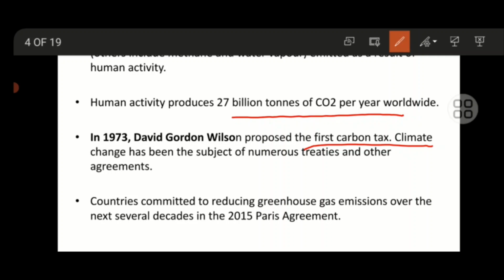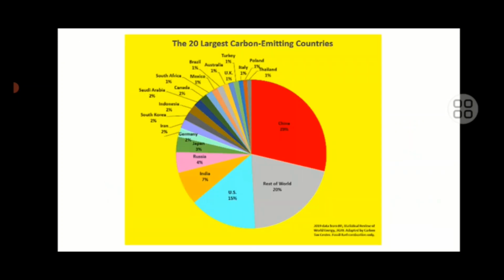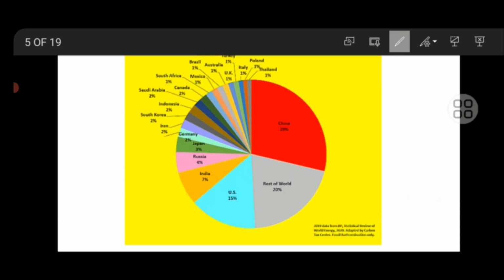Climate change has been the subject of numerous treaties and other agreements. Countries committed to reduce greenhouse gas emissions over the next several decades, as in the 2015 Paris Agreement. Among the 20 largest carbon emitting countries, China alone contributes 29%, the rest of the world 20%, US 15%, India 7%.